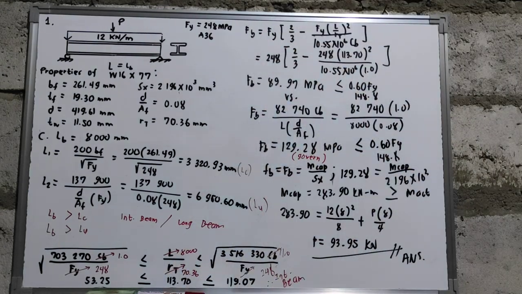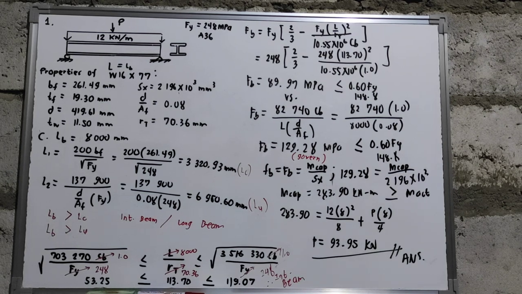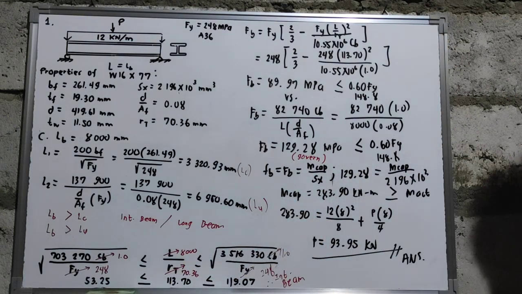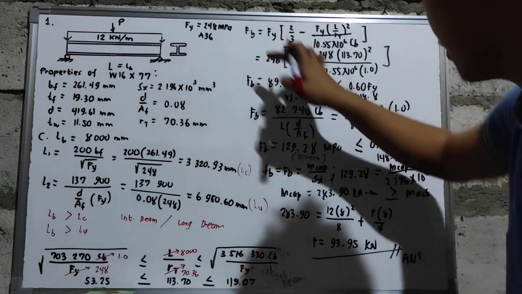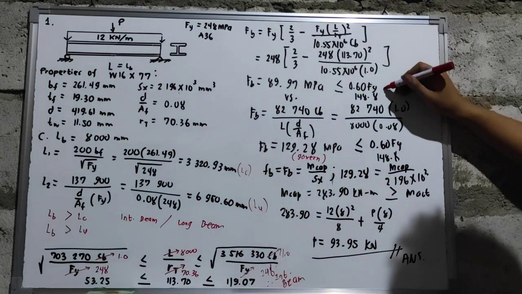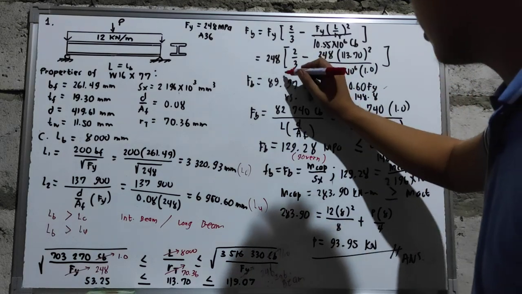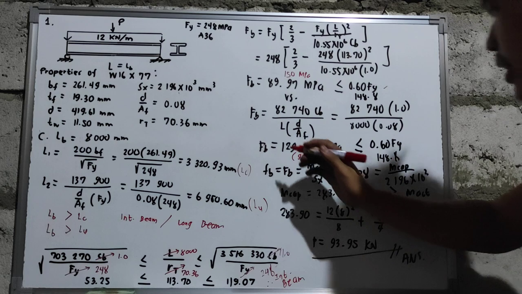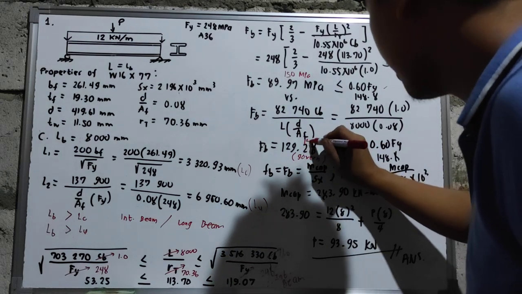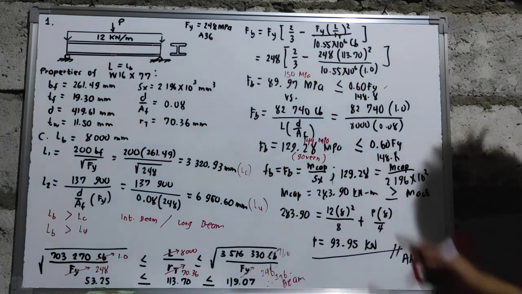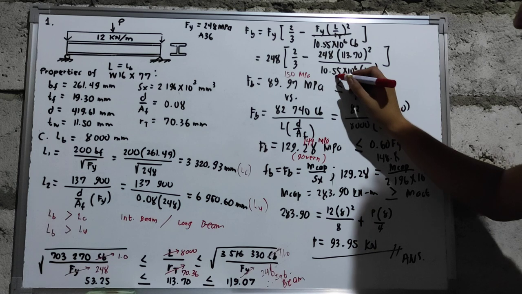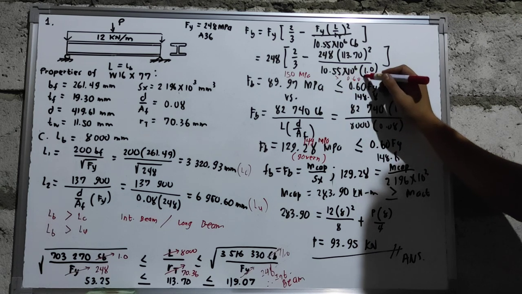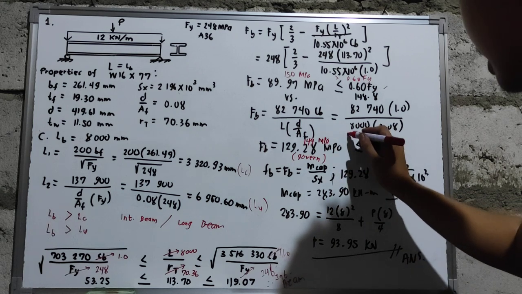So, what if yung pinaka-critical lang naman in computing for the laterally unsupported beam is yung pagkuha ng allowable bending stress natin. So, what if yung mga nakuha nating value ng FB natin using this formula is na greater than siya sa value ng 0.60 FY natin? Let's say, sabihin natin yung nakuha natin dito is 150 megapascal. Using the second formula, sabihin natin 149 megapascal yung nakuha natin. Meaning to say, etong 150 na to, na greater than siya sa value ng 0.60 FY natin. Same as here, yung 149 natin, na greater than siya sa value ng 0.60 FY.